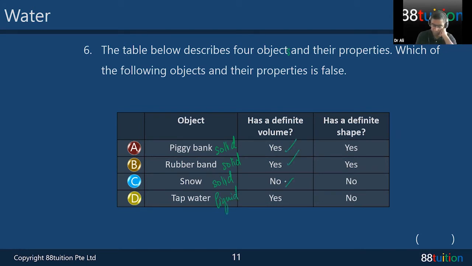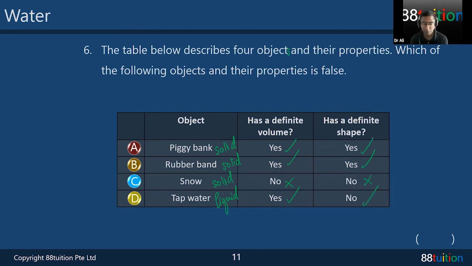Okay, so does it have a definite volume? Yes. It should have. Liquid, does it have a definite volume? Yes. Okay, it should be yes. And does it have a definite shape? It should be yes. Water, does it have a definite shape? Should be no, so it's correct.